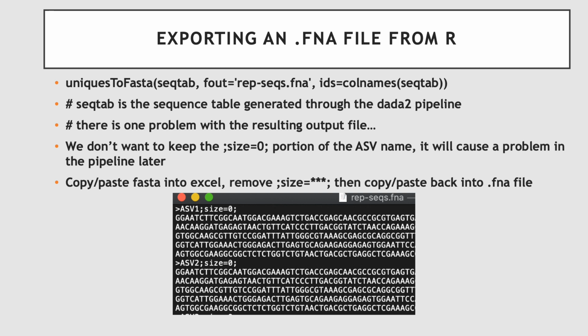This is a problem because your biom file doesn't have these semicolon size equals semicolon after each of the ASVs, so you're going to run into issues where you can't run the commands in PICRUSt2. So you need to get rid of the semicolon to semicolon section. The easiest way to do that is to just copy and paste the FNA file into Excel, remove that section, and then copy paste back into the FNA file, and everything should run smoothly.